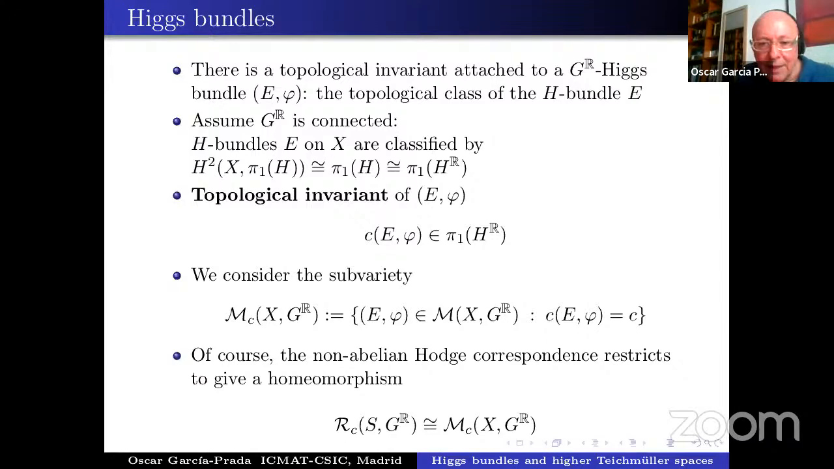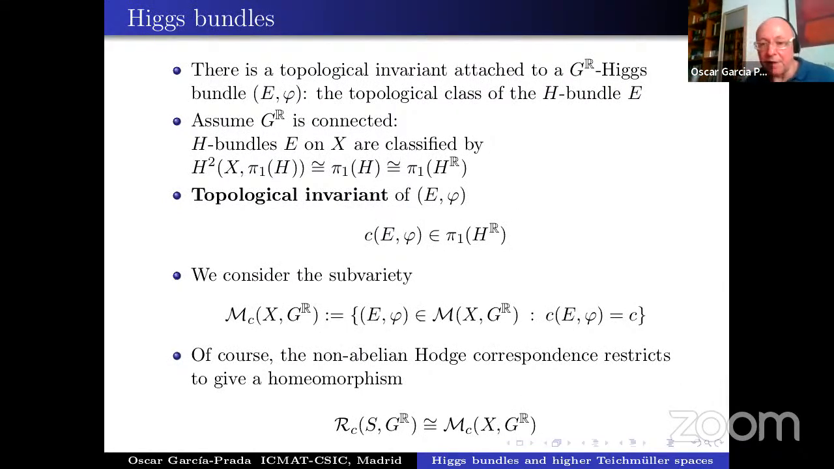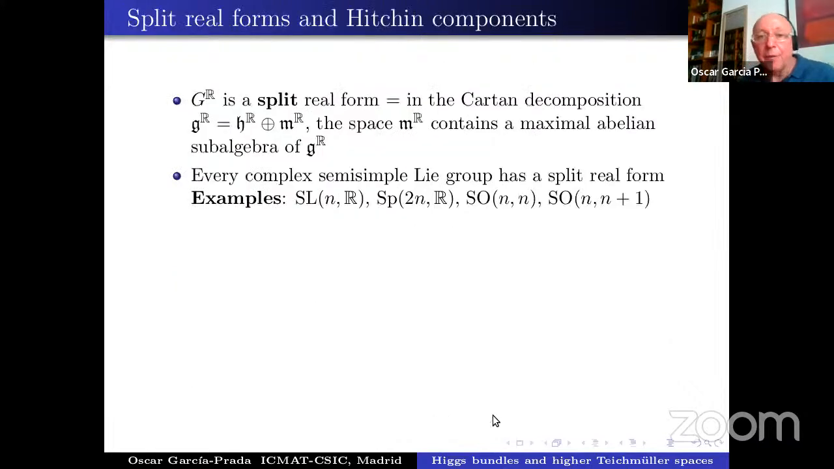All right. So this is the non-abelian Hodge correspondence, and this is our tool to study the problem that I was talking about, by converting the study of this problem in the character variety with fixed topological invariant to a problem in the moduli space of Higgs bundles, where I have all this algebraic geometric structure, analytic structure, and so on. And so the first situation where these higher Teichmüller spaces emerged was in the study of split real forms and the so-called Hitchin components.